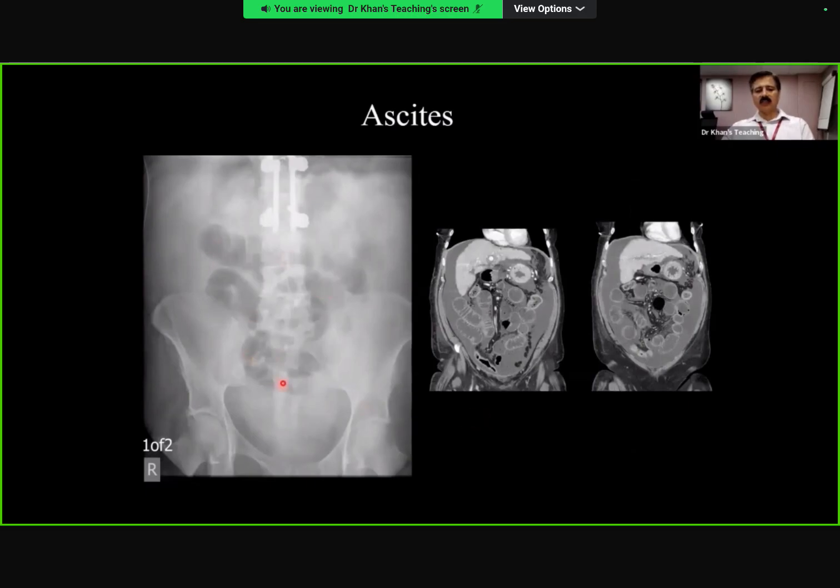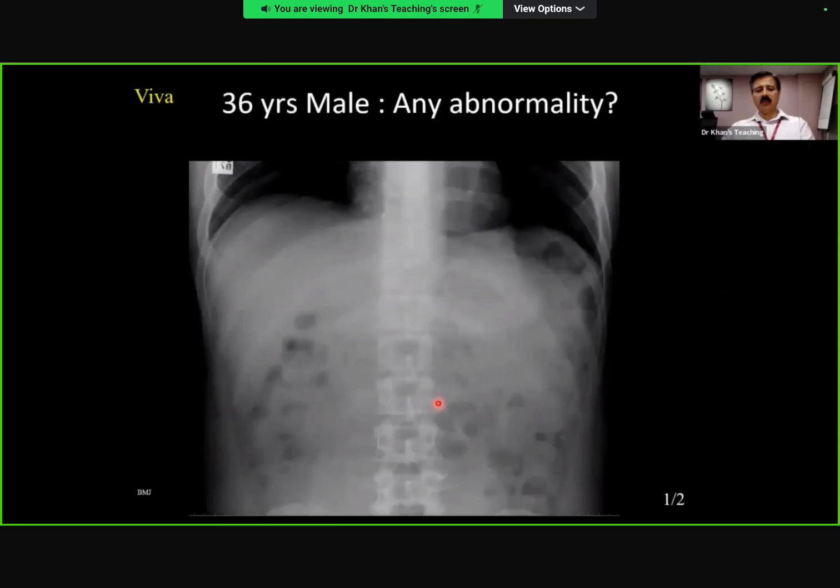This is another case where small bowel loops are here in the center. And this CT scan tells you what actually happens. There is a lot of ascites and these loops are in the center. So I'm not saying that all cases of ascites will look like this, but you have to remember, as I always say, the eyes see what the mind knows, that this type of ascites can be asked in the exam. Okay, candidate 4. Anything abnormal here?